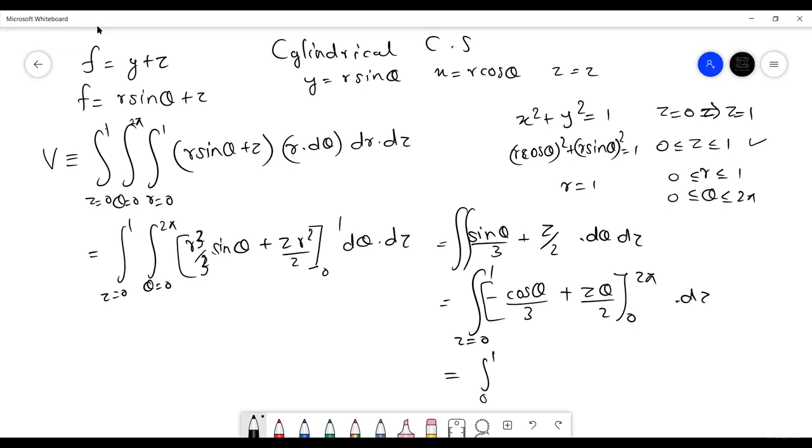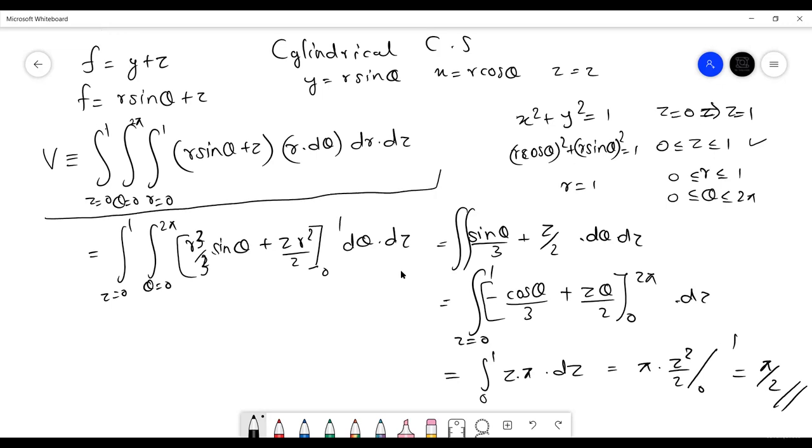You'll get the integration from 0 to 1 of z into pi into dz. If we integrate it, it comes to pi into z squared by 2 from 0 to 1. So this is pi by 2. It's a fairly simple integration part, which is why I quickly ran through it. The fundamental idea is here. If you write this one, then after this it is straightforward.